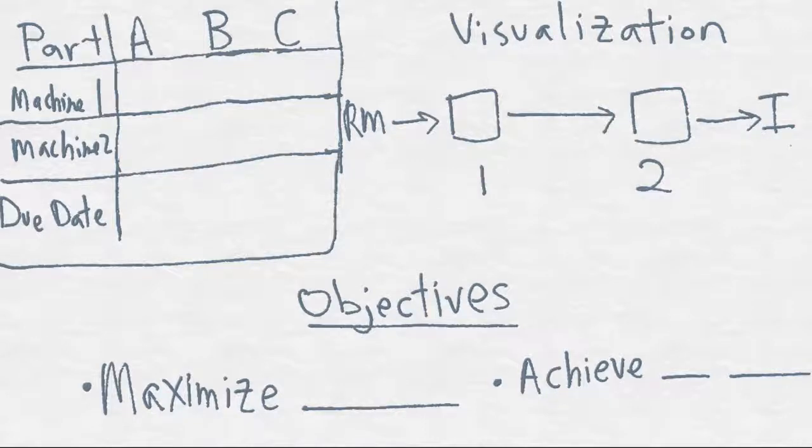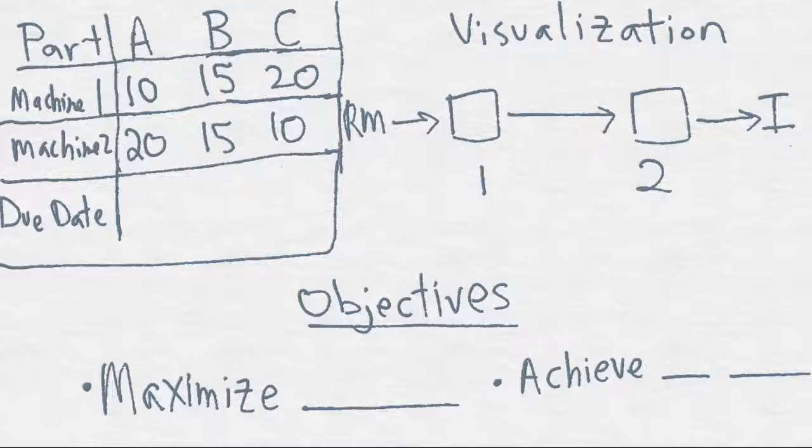In this scenario, let us say that we have three parts labeled Part A, Part B, and Part C. For Part A, it takes 10 hours to get processed in machine 1 and 20 hours to get processed in machine 2. For Part B, it takes 15 hours in machine 1 and 15 hours in machine 2. And for Part C, it takes 20 hours in machine 1 and 10 hours in machine 2. Also, each of these parts has a corresponding due date. For example, Part A is due in 24 hours, while Part B and C are due in 48 hours each.